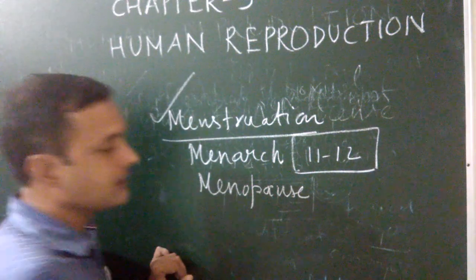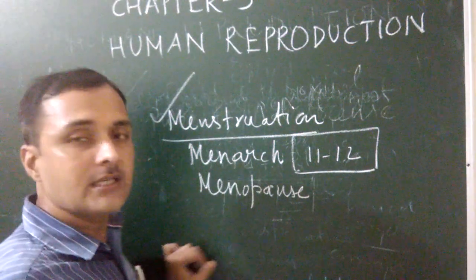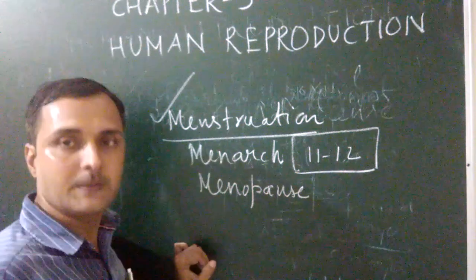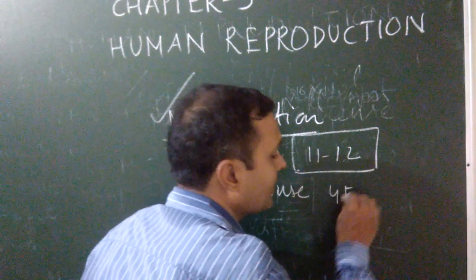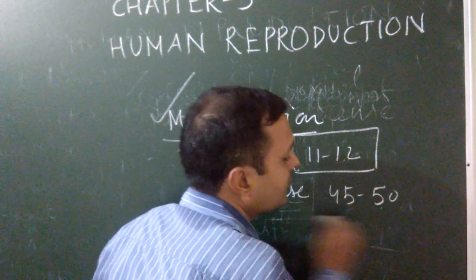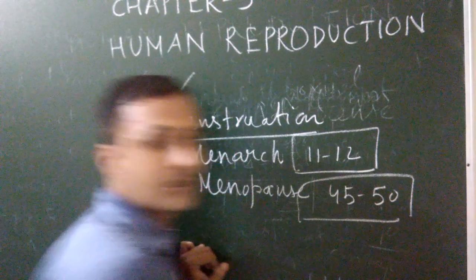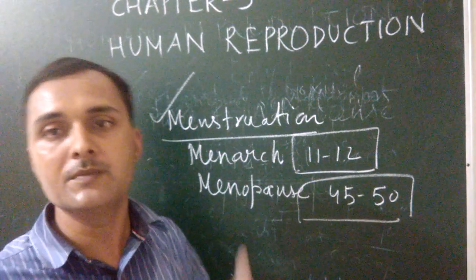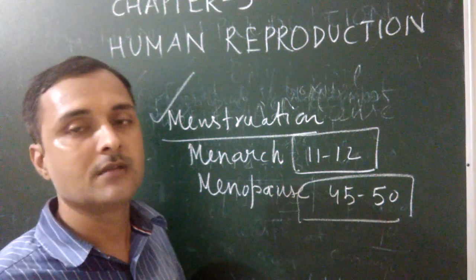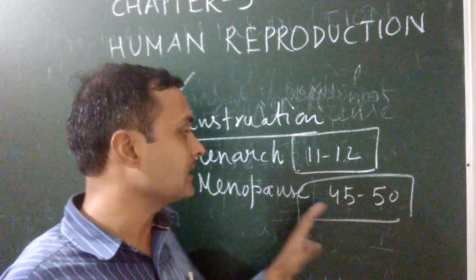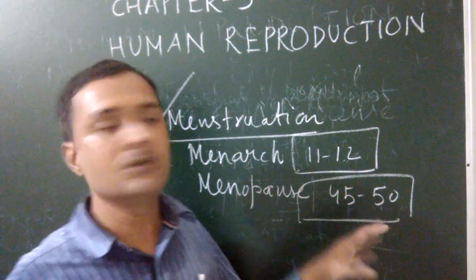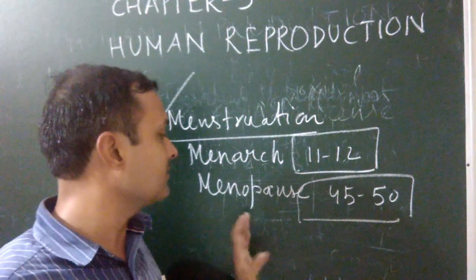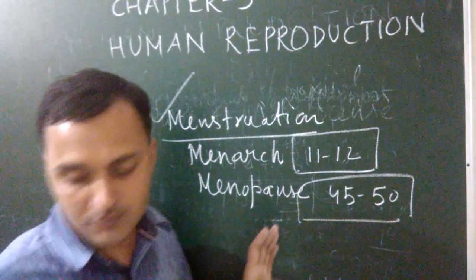What is menopause? The phase at which there is complete stoppage of menstruation is known as menopause. It takes place at about 45 to 50 years. That means after 50 years, a female is unable to become pregnant, or you can say a mother, because after 50 years there is no formation of egg or ovum, and this phase is known as menopause. Come to the next topic.